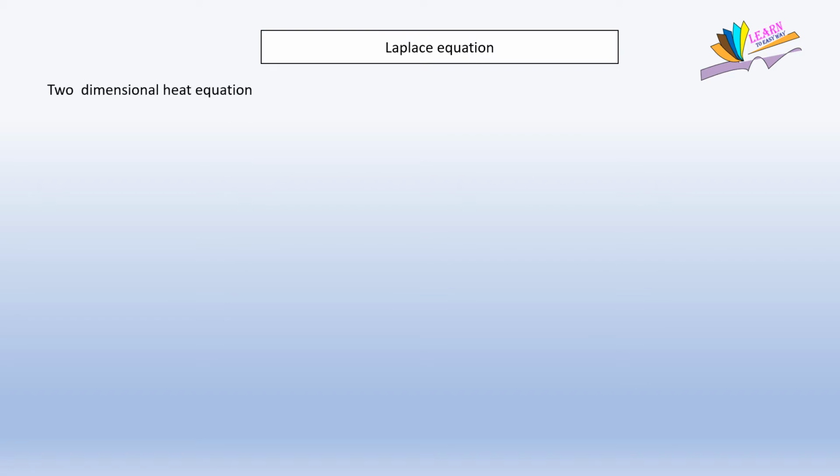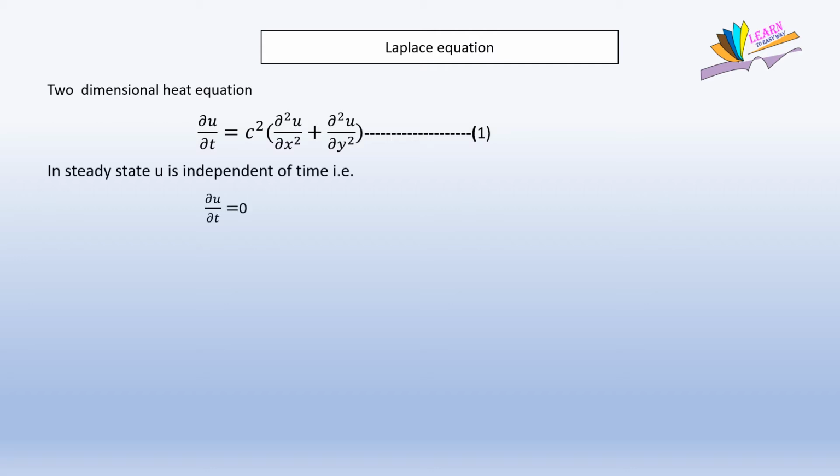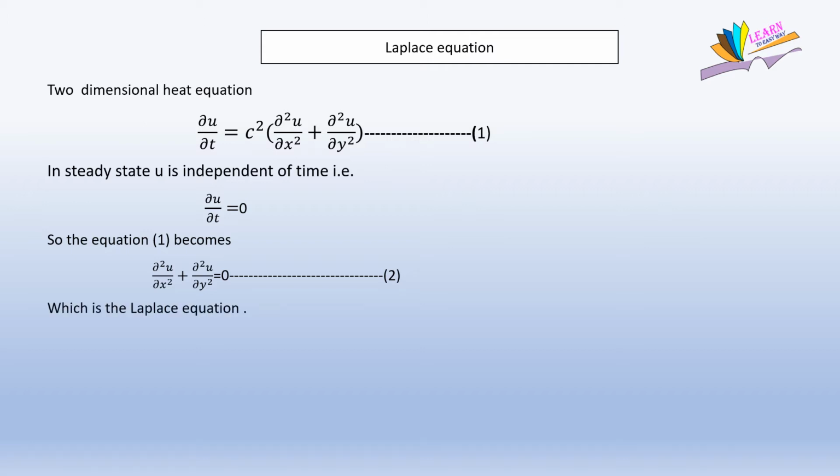Two-dimensional heat equation is ∂U/∂t = c²(∂²U/∂x² + ∂²U/∂y²). In a steady state, U is independent of time, so ∂U/∂t is equal to 0. So the equation becomes ∂²U/∂x² + ∂²U/∂y² = 0, which is called the Laplace equation.